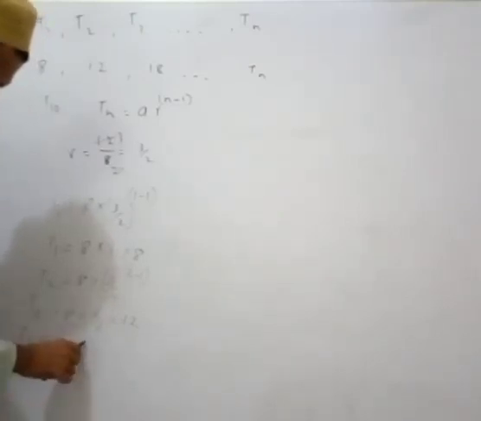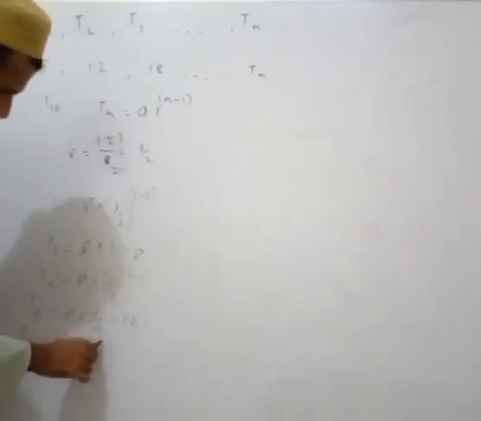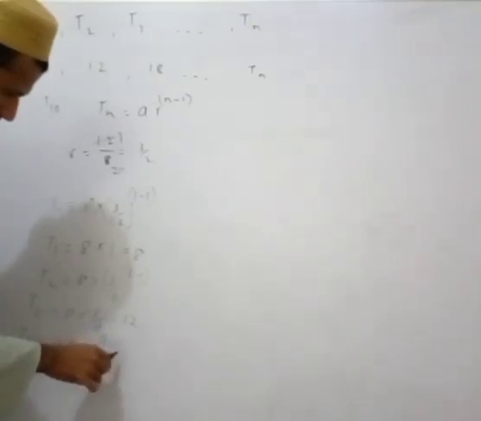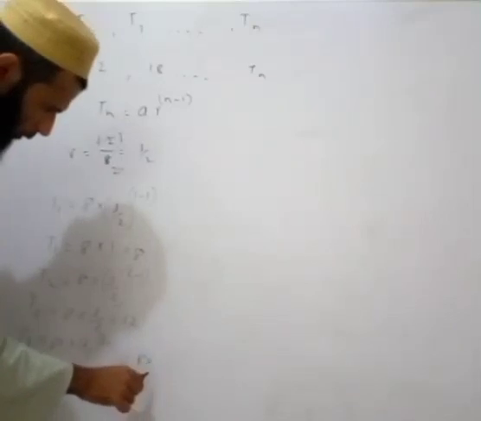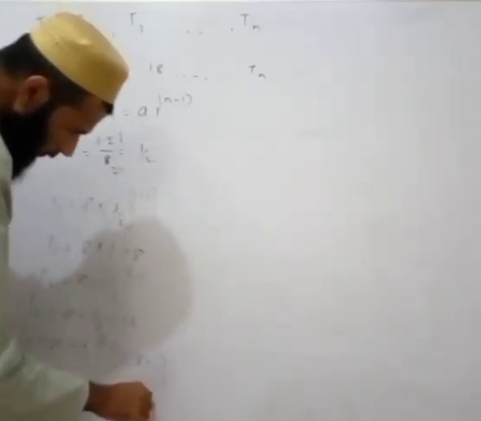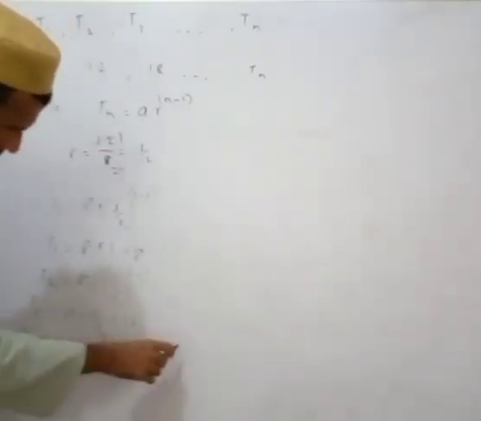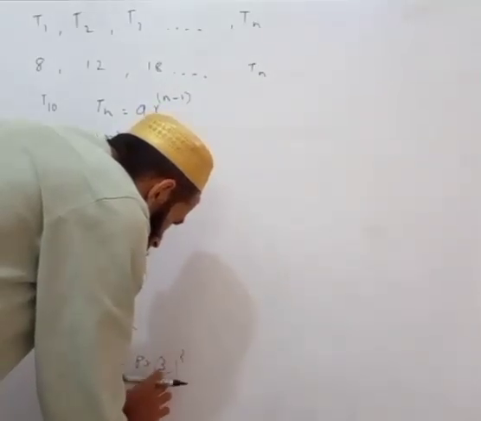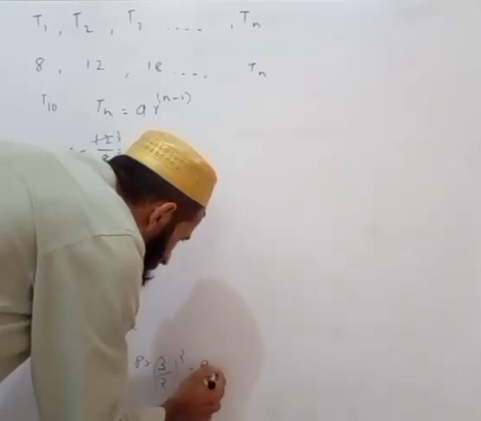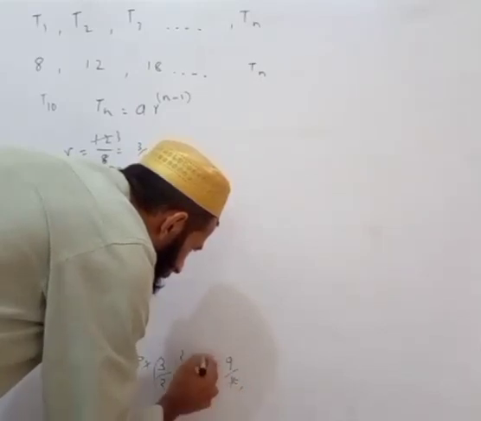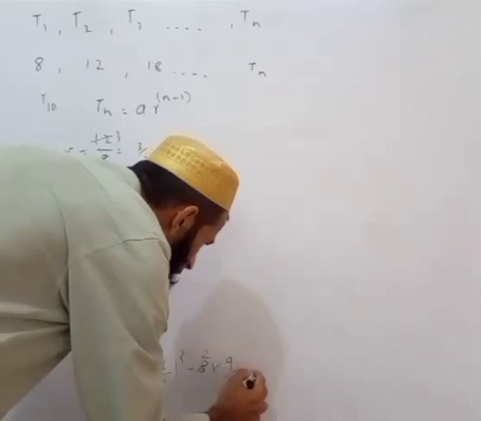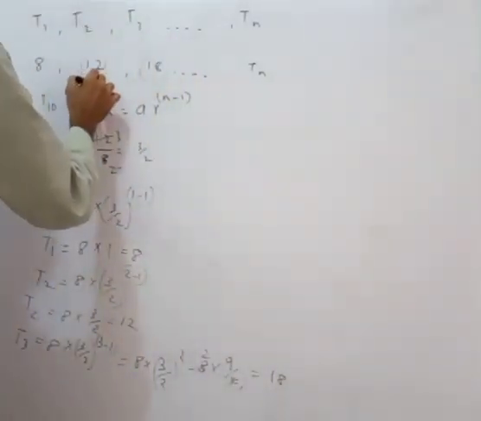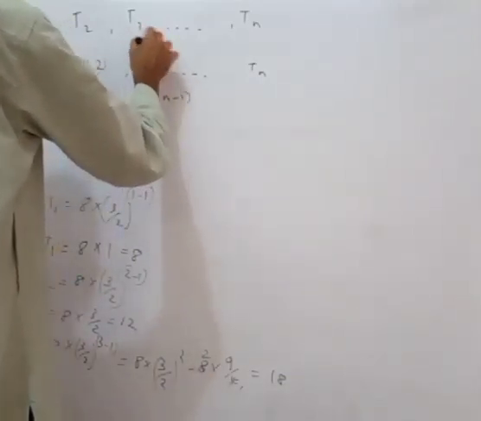Right? So T3 is equal to 8 into 3/2 to the power 3 minus 1, which is 2. Here 3 square is 9, 2 square is 4. So 8 into 9 over 4. Here 4 divided by 4, 1, here 2. So 2 into 9 is equal to 18. That's the way 18 comes here, right? And 12 comes here. This is T2 and this is T3. Okay?